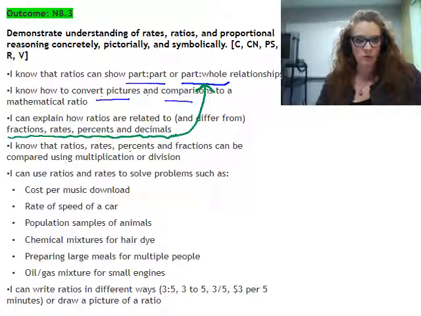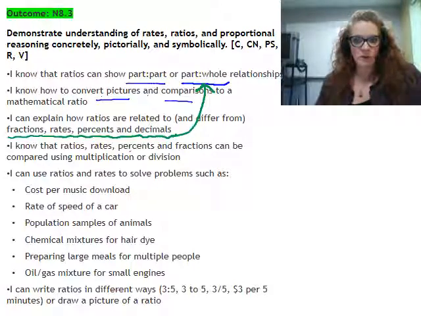I know that ratios, rates, percents, and fractions can be compared using multiplication and division. You're never going to use adding and subtracting to compare ratios, rates, percents, fractions, decimals. If you're going to do something to one side of your fraction, you're going to do something to the other side. It's always multiplying and dividing. You never use adding and subtracting to do this kind of stuff.